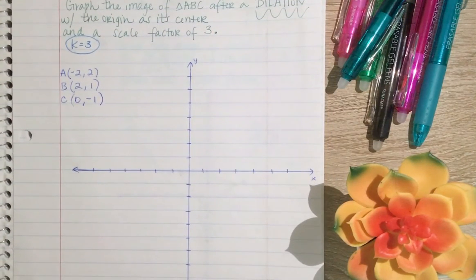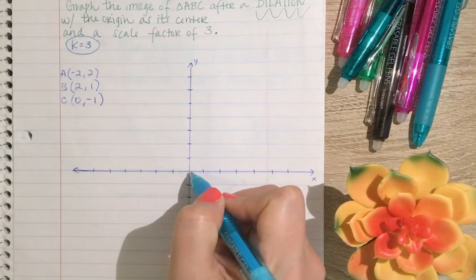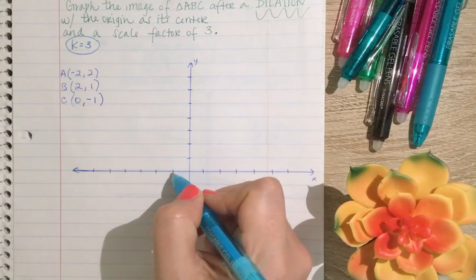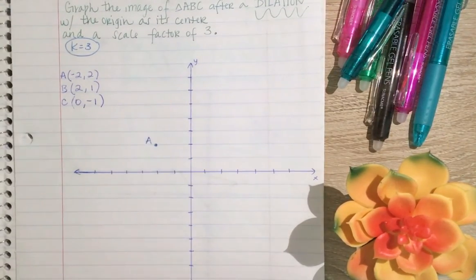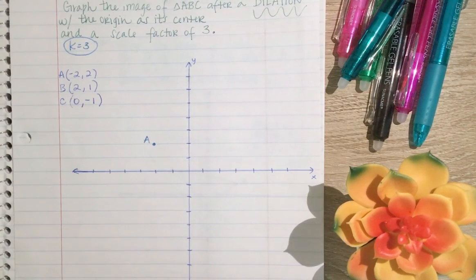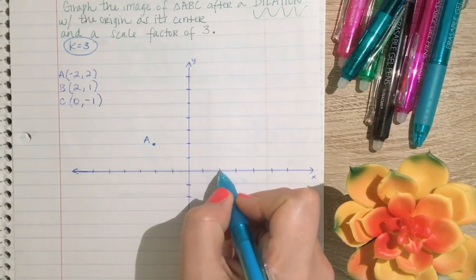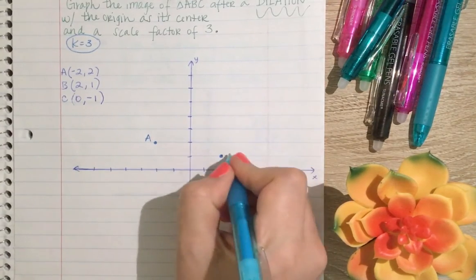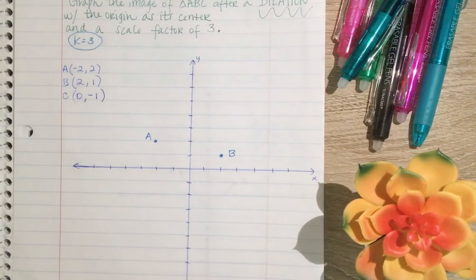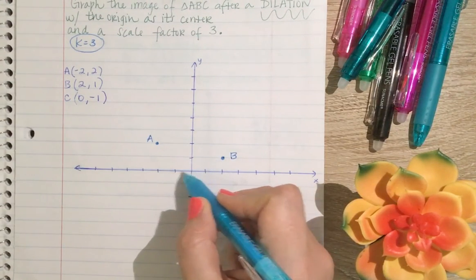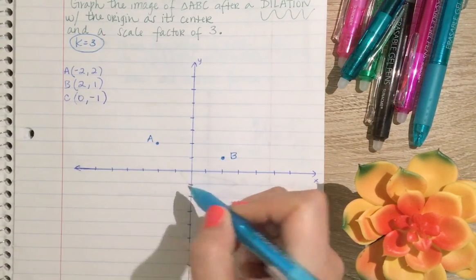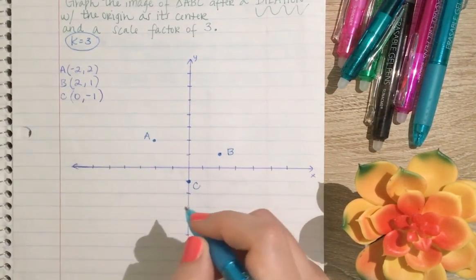Remember to start at the origin, and you're moving left and right first and then up and down. So point A, you're going to go to -2, and then up 2. Here's point A, plop it down, label it. Point B is +2, +1, that's point B. And point C is 0, -1. So that actually means you start at the origin, you don't move left or right because it's 0, and then you go down 1 to -1 for point C.